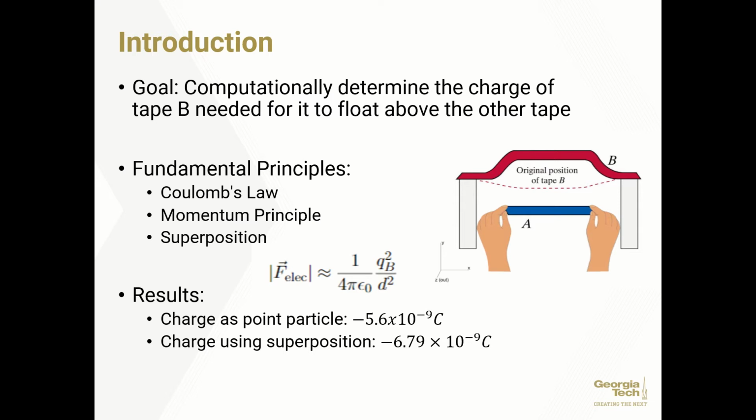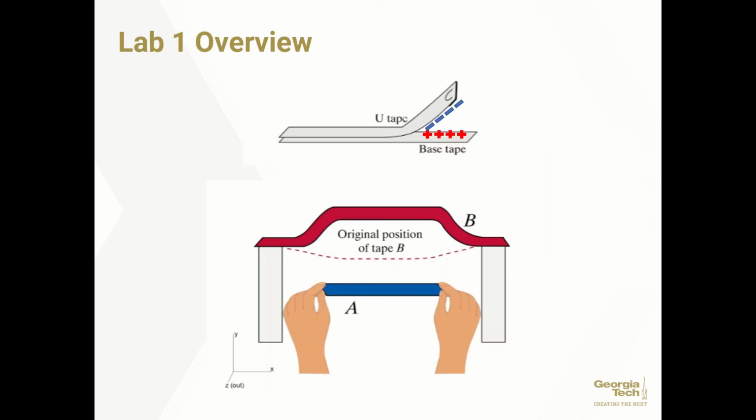This lab resulted in determining that if it was modeled by a point charge, it would have a charge of negative 5.6 times 10 to the negative ninth coulombs, and if it's determined using superposition, it has a charge of negative 6.79 times 10 to the negative ninth coulombs.